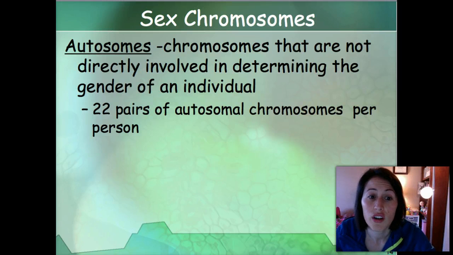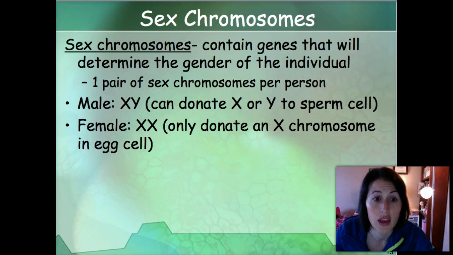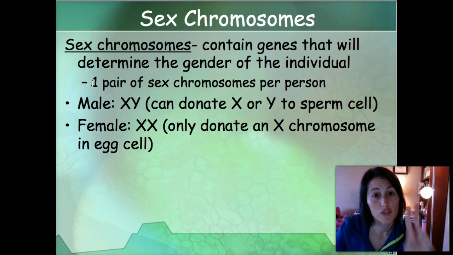Autosomes are chromosomes that are not directly involved in determining the gender of an individual. So in humans, we have 22 pairs of autosomal chromosomes in every one of our cells. We also have sex chromosomes, and those are the chromosomes that contain the genes that determine if you are going to be a boy or a girl, okay? That's 1 pair, okay? So you have 2 sex chromosomes, or 1 pair of sex chromosomes in every single cell.